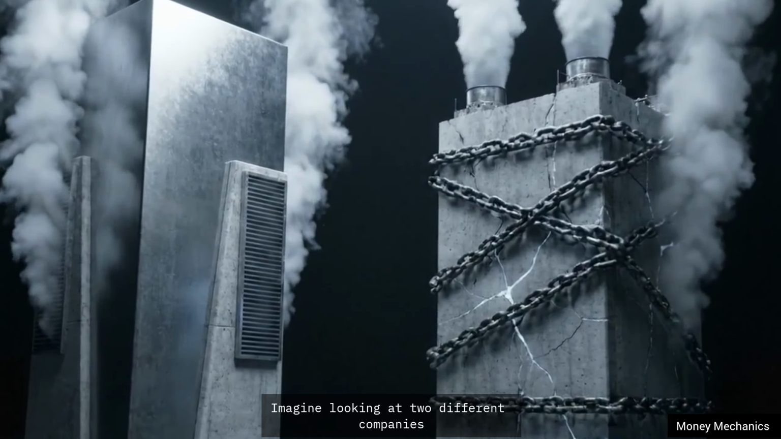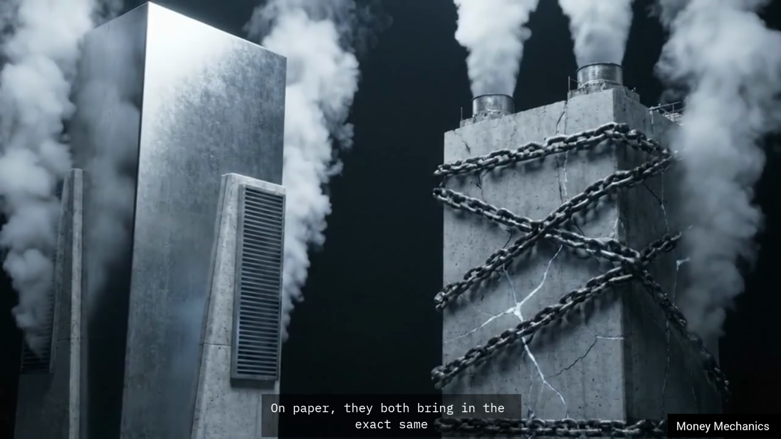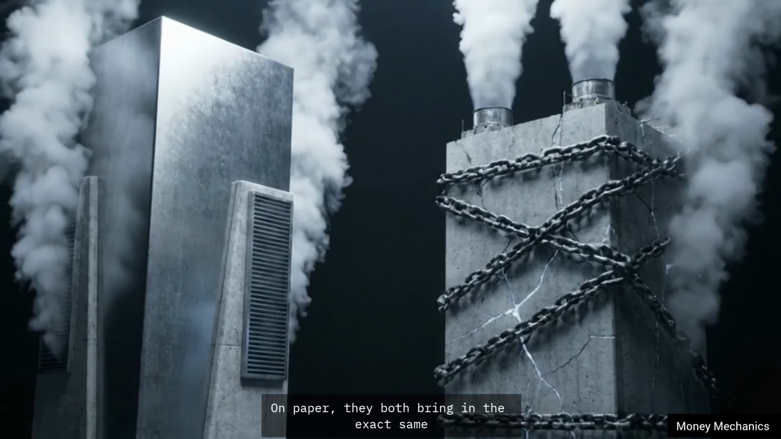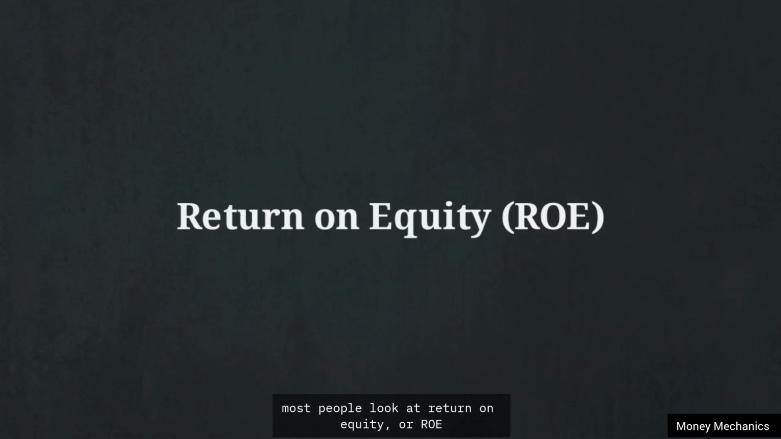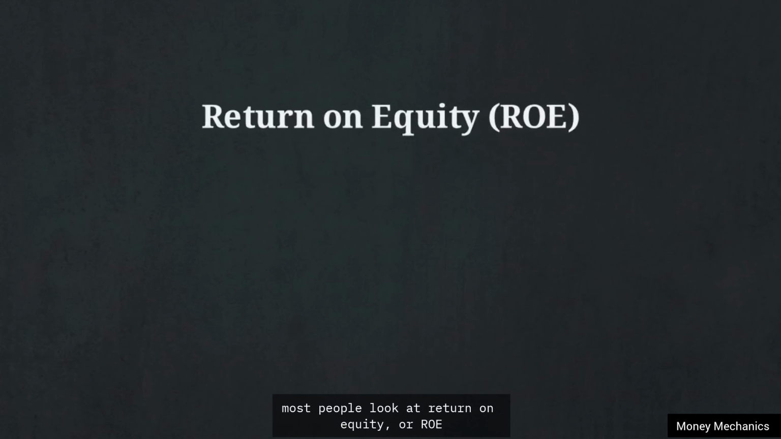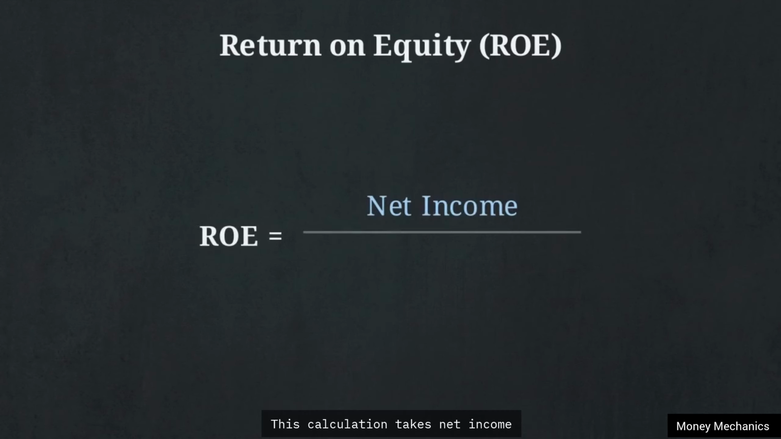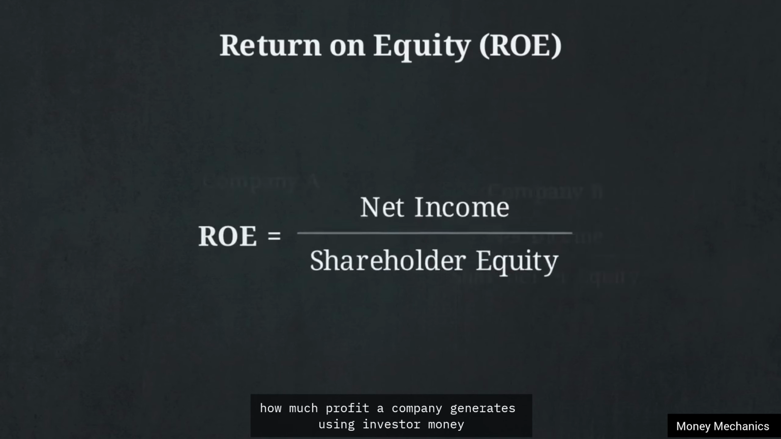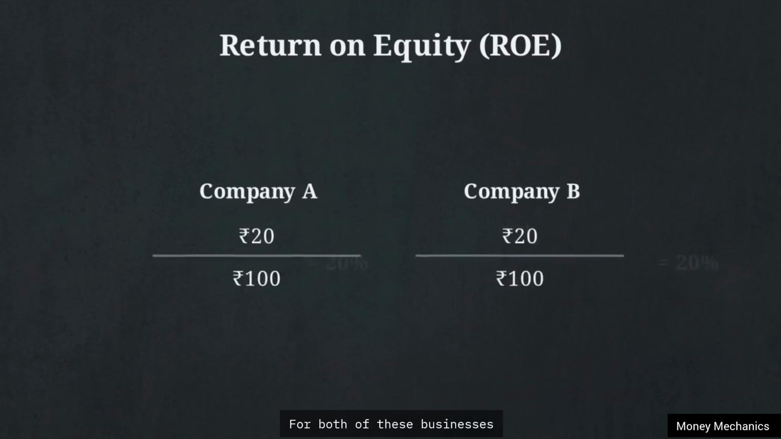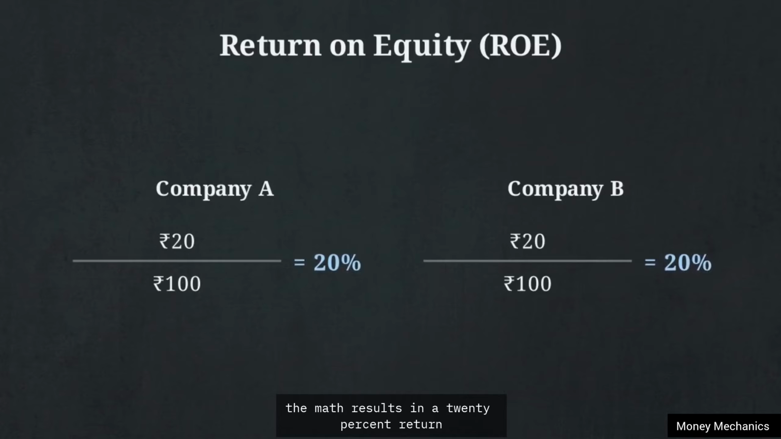Imagine looking at two different companies. On paper, they both bring in the exact same profit every year. As a starting point, most people look at return on equity, or ROE. This calculation takes net income and divides it by shareholder equity to show how much profit a company generates using investor money. For both of these businesses, the math results in a 20% return.